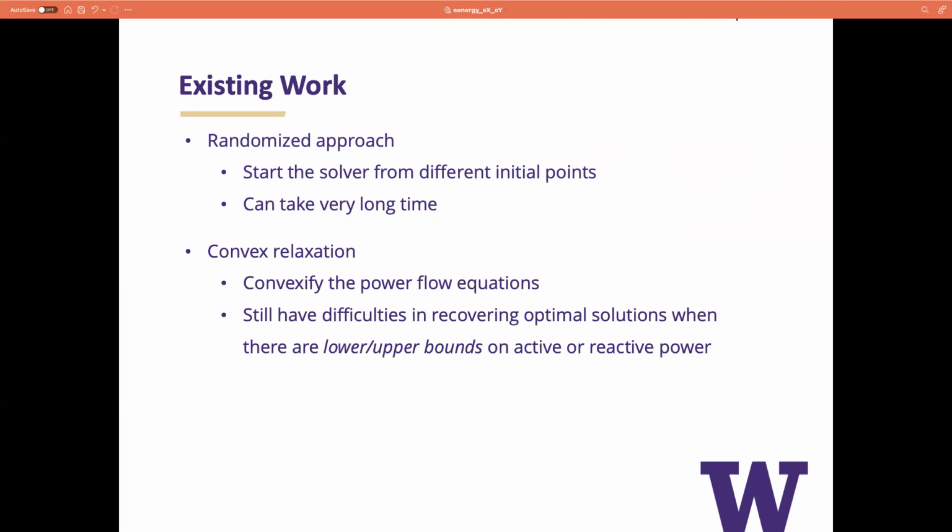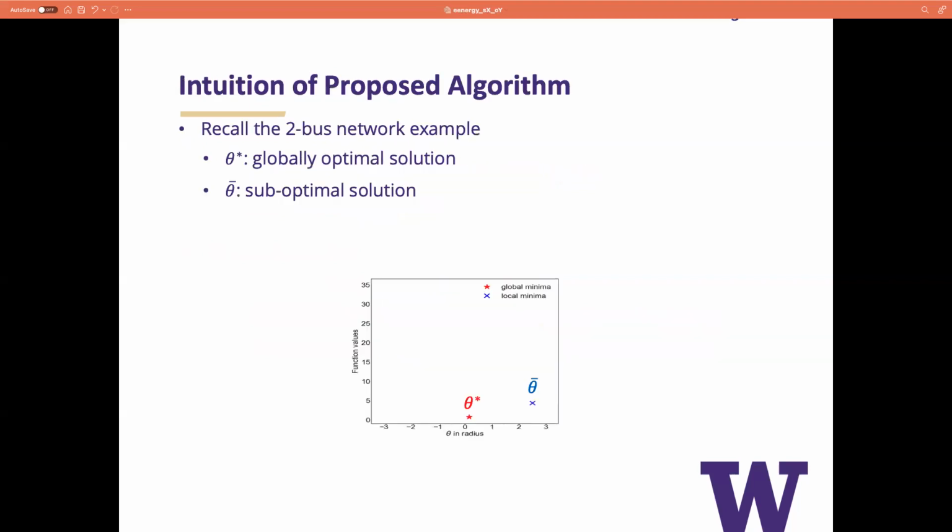Another approach is convexification. We can convexify the nonlinear power flow equations in the balance, and then the problem is not non-convex anymore. There have been a lot of theoretical results for the convexification method. But even in a radial network, if we need to consider the lower or upper bounds on the active or reactive power, the convexification method can still have difficulties in recovering the optimal solutions.